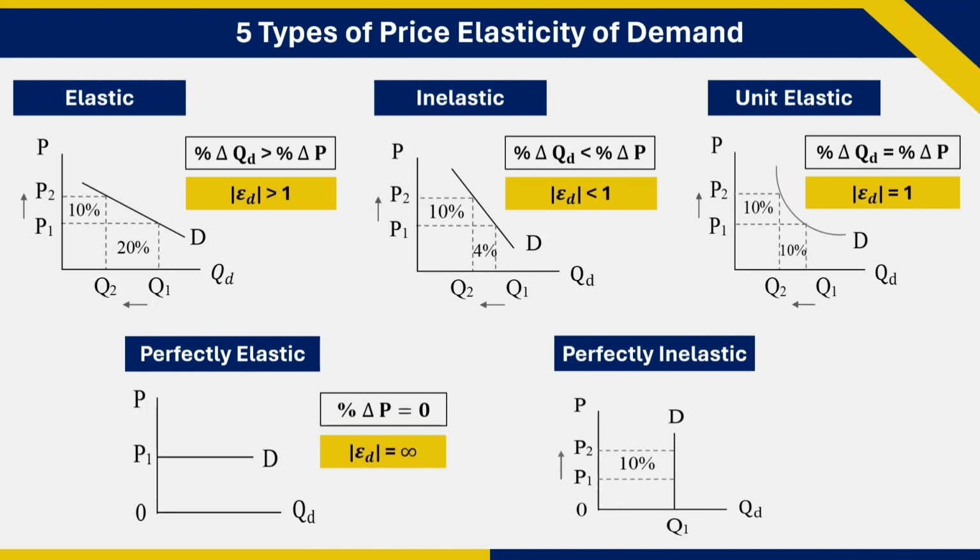And the last type shows that though the price increases by 10%, still there is no change in quantity. So, perfectly inelastic demand is the demand that occurs when quantity demanded does not change as price changes. Here, the coefficient is 0.